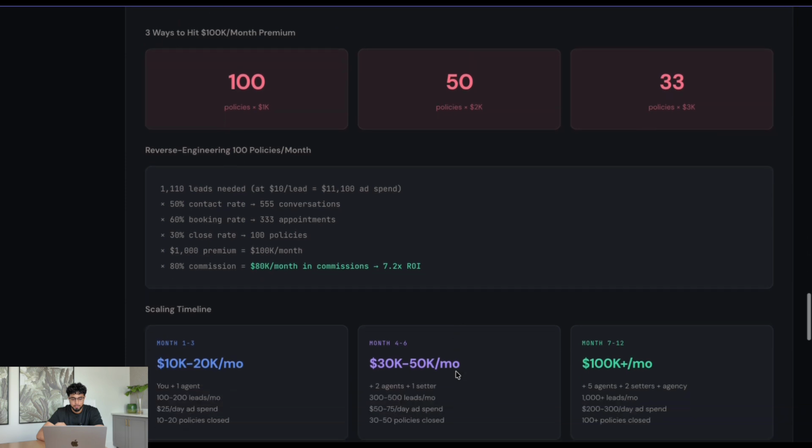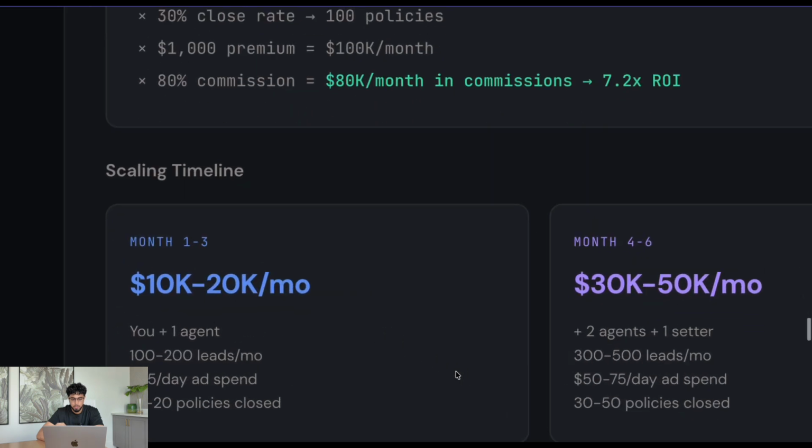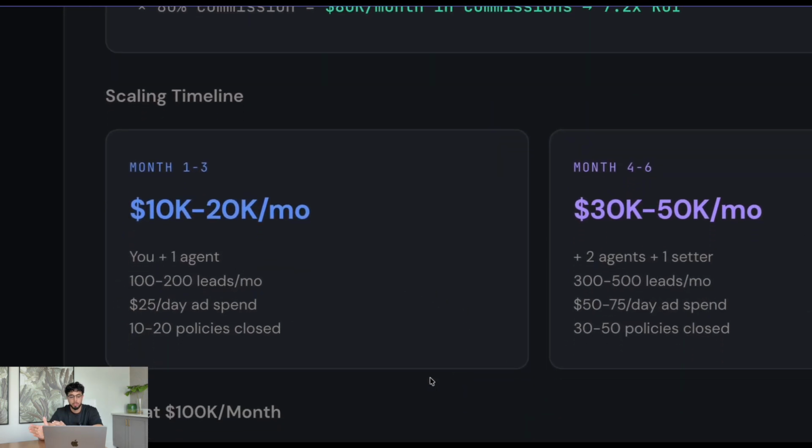And the scaling timeline, let's look at that, because in month 1 to 3, it's you plus maybe one other agent. You're doing 10 to 20K a month around that mark.